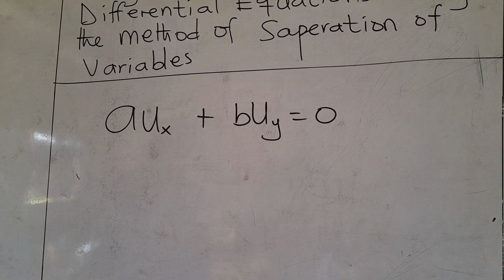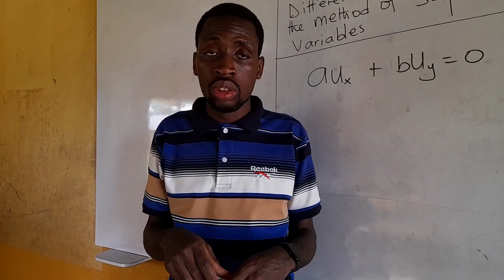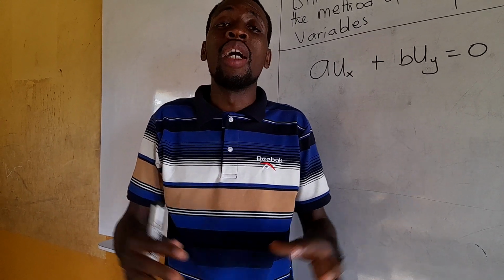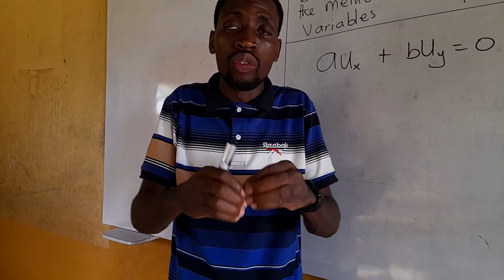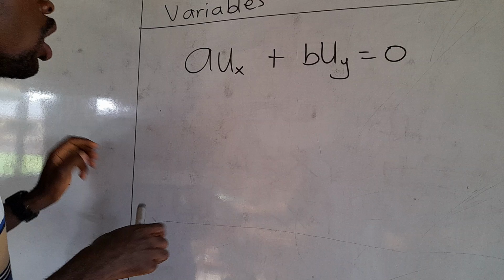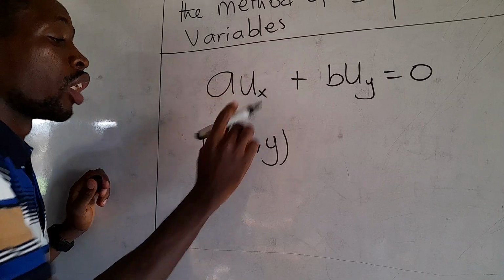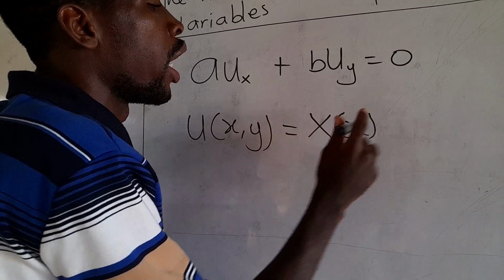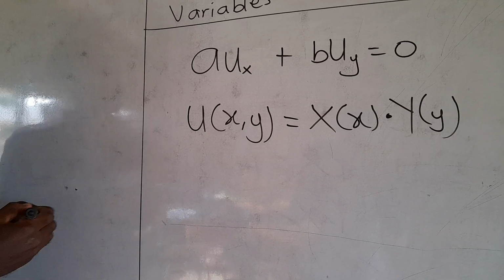So the idea behind the separation of variables is that we assume that the general solution to our first order partial differential equation is the product of functions of the two variables involved. For instance, the variables involved here are x and y. So we assume that the solution to this partial differential equation, u, is equal to a function of x multiplying a function of y. That is it.